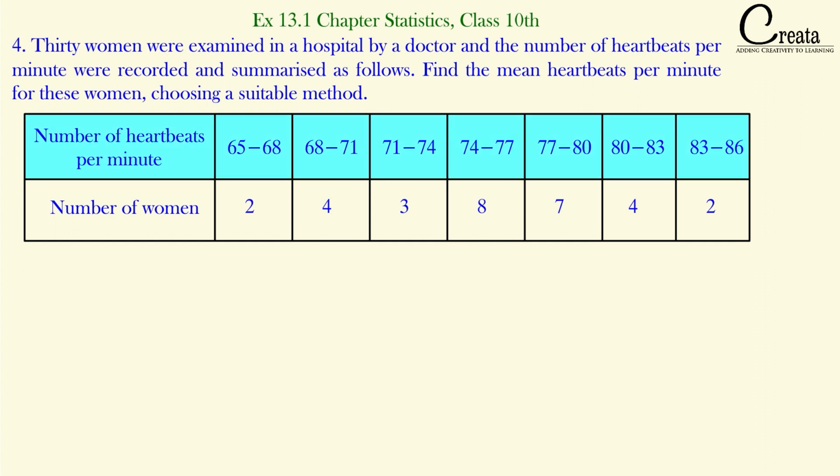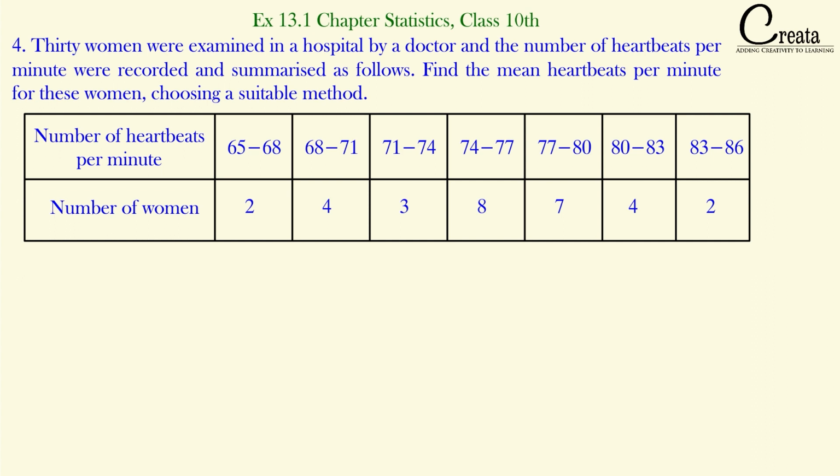If you check out the first row, we have the number of heartbeats per minute for those 30 women, the 30 patients. In the second row, we have the number of women. That is, two women have their heartbeat in the range of 65 to 68. On the extreme right, we have two women who have the heartbeat in the range of 83 to 86. Note that observing the table is very important.